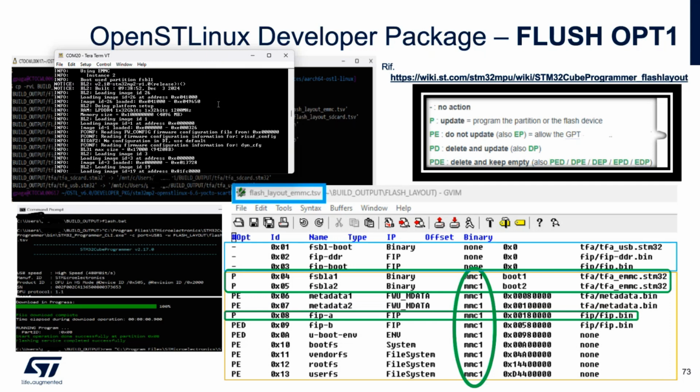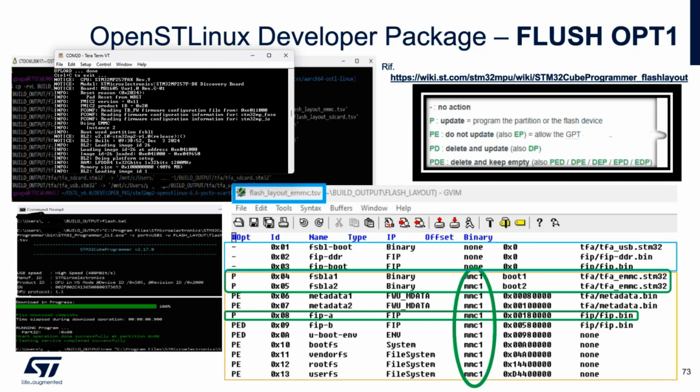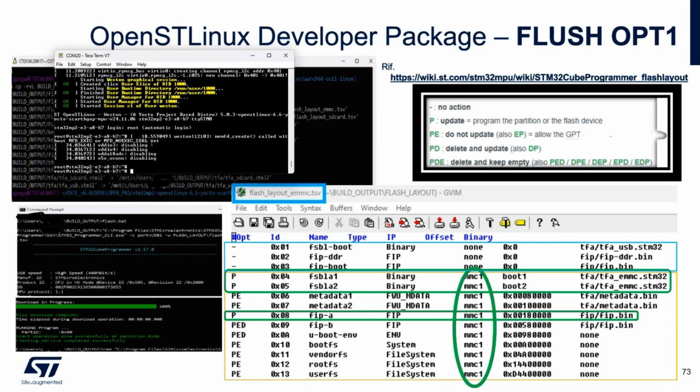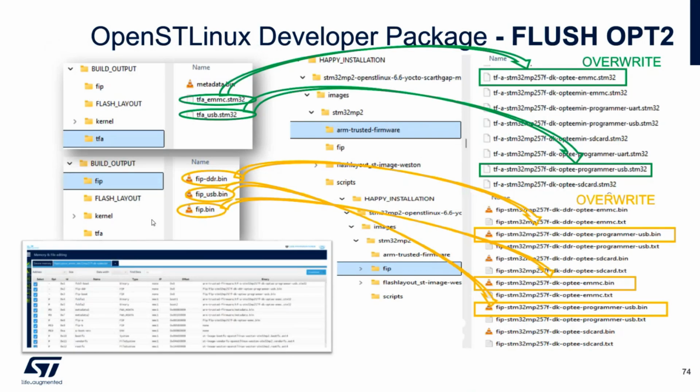And also here, I remember that there were, okay, also here, December 3, okay? So, you can update what you want just using the correct configuration of the flash layout. P means update. PE means do not update. And I've just updated 3 partitions. And that's all. You can customize your system in this way. And this is the lazy way.